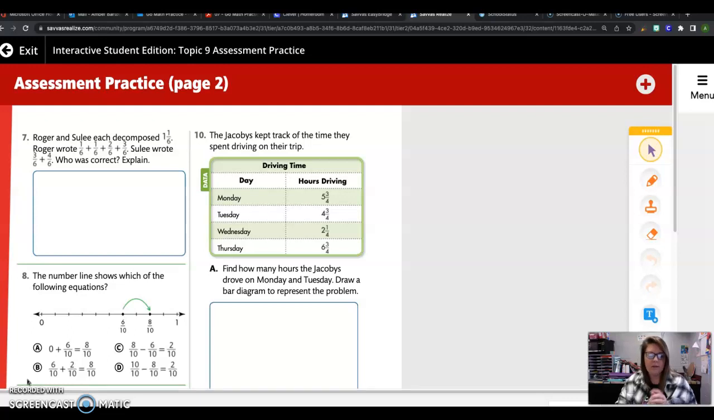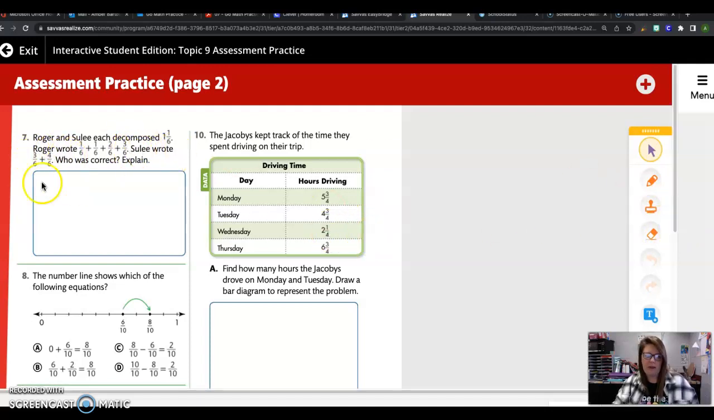All right, welcome back to part 2 of our topic 9 assessment practice. We're picking up with number 7. Roger and Suli each decomposed 1 and 1/6. Roger wrote 1/6 plus 1/6 plus 2/6 plus 3/6, and Suli wrote 3/6 plus 4/6.